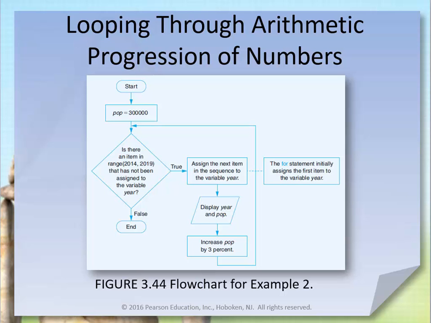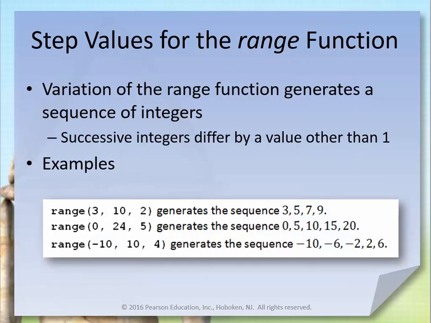Here's the simple flow chart of that previous example. As you might expect, we start, set up our initial variable. The loop decision statement essentially looks like this. It says, is there an item in the range that has not yet been assigned to the variable year? If that's true, then we assign the next sequence to the variable year. We do what's in the code and we roll back to the top. I don't personally find these flowcharts particularly useful for trying to sort out a for loop, but this is basically what it would look like.